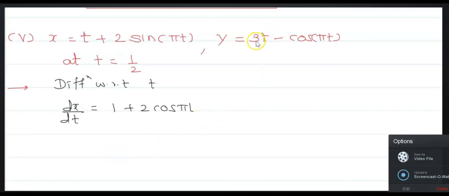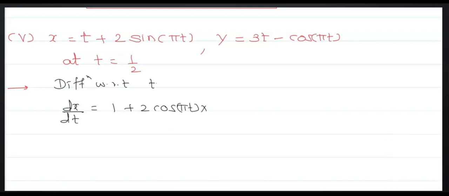Next, what is the derivative of 3t? The derivative of t is 1, that is 3 into 1, that is 3. Cos of pi t: the derivative of cos of pi t is minus sine of pi t, then minus minus will become plus, into the derivative of pi t. Again the derivative of t is 1 into pi. Therefore dx by dt is 1 plus 2 cos of pi t into pi, and dy by dt is 3 plus sine of pi t into pi.